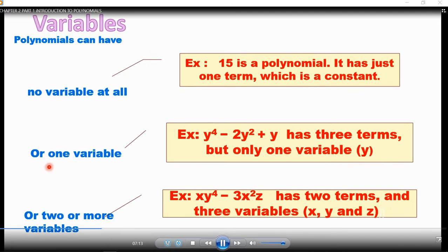Now here you can have another type of polynomial, that is, you can have one variable. A polynomial can have one variable. Like in this example, you are seeing the variable y. Then you are seeing only the powers of y over here. No other variable is there. You are not seeing x or any such variable. You are seeing y, and the whole polynomial is made up of y. Minus 2y squared plus y. The entire polynomial is made up of only one variable, that is y.